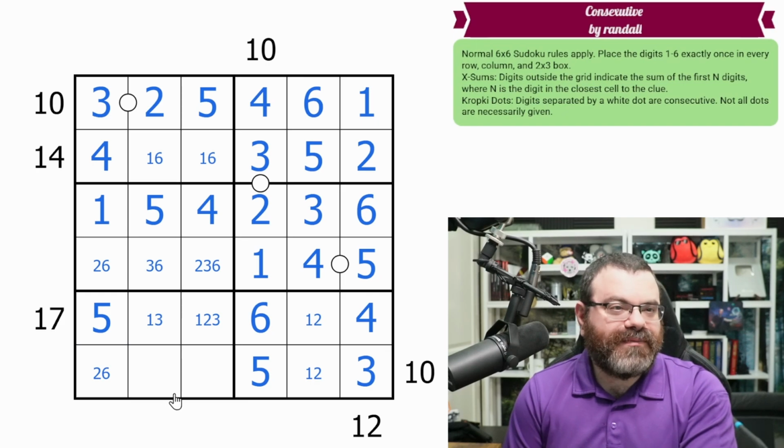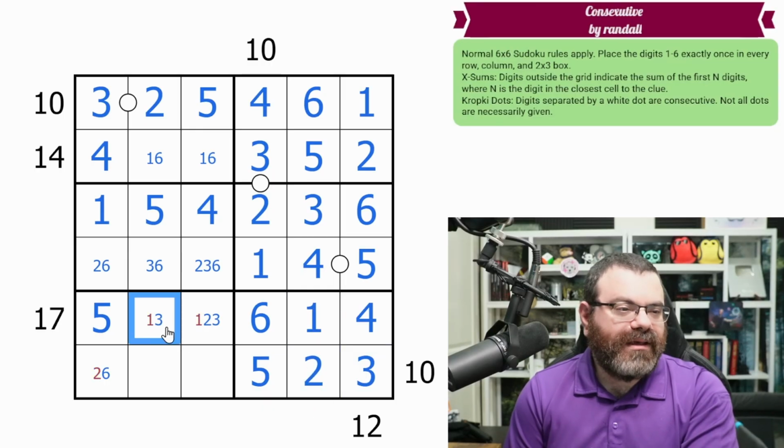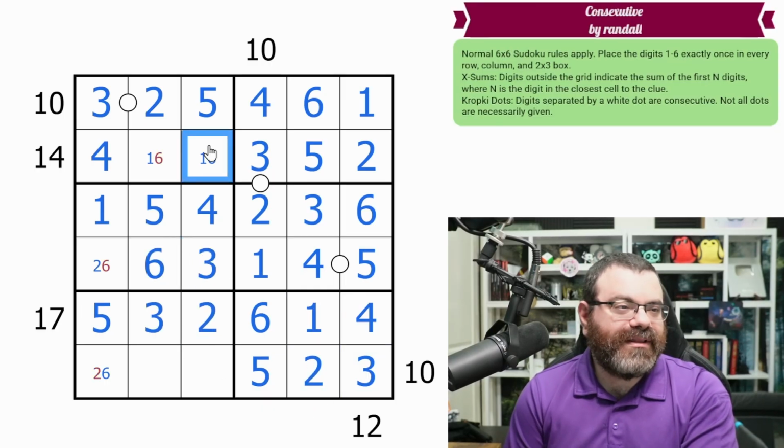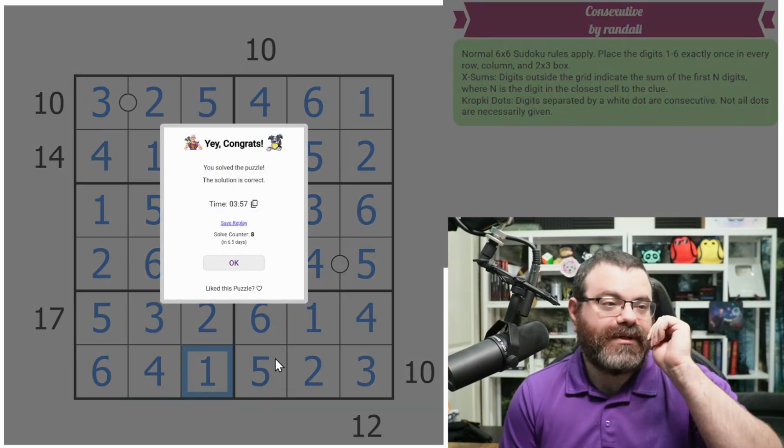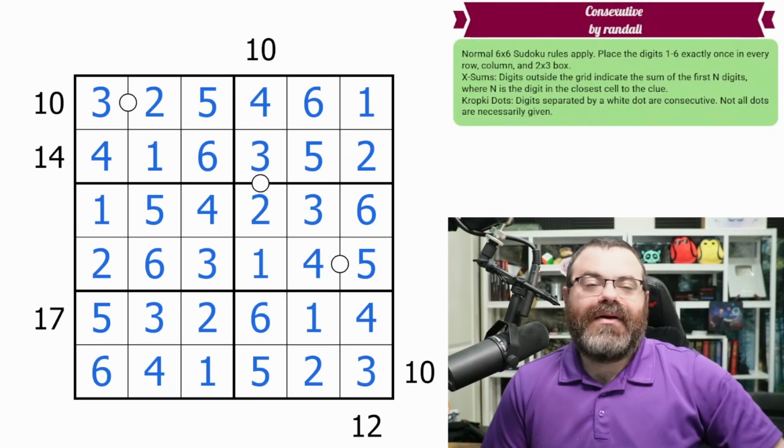Were there any exums I missed? This 10. So we're using these 3. So we got to make this a 2. That's 1. That's 3 and 2. That's 6 and 3. That's 1 and 6. That's 2 and 6. Need a 1 and a 4. And we're done. All right.